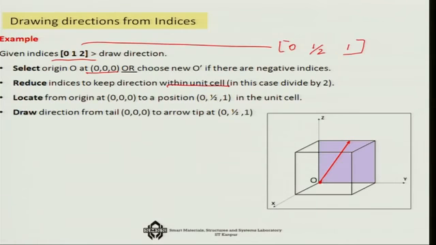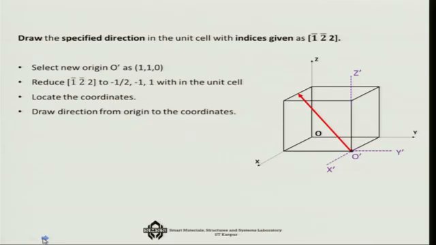So, x axis 0, y axis half, and then you have to go 1 full unit to reach this particular point. Once I reach it, I put an arrow. Draw direction from tail 0, 0, 0 to the tip, and that is how we are giving the direction corresponding to this Miller index. So, we can read it. If you see a Miller index, you can read what direction we are talking about.